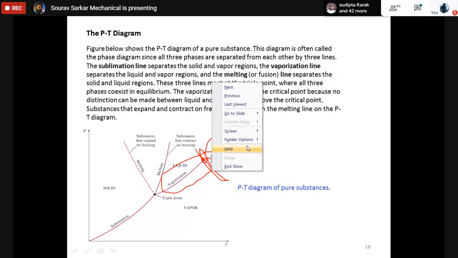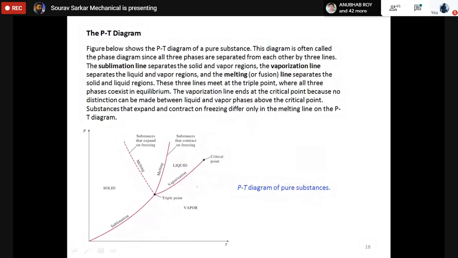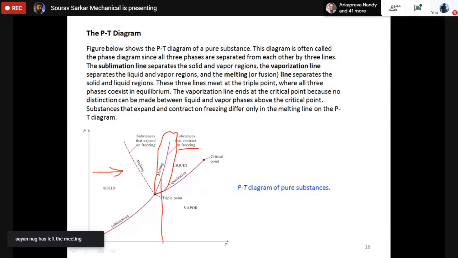Now let's try to understand this line. This is for the substances that contract on freezing, the metal kind of objects like iron. What is happening? As you are increasing the pressure, what is happening to your melting point? As you are increasing your pressure, the melting point increases.